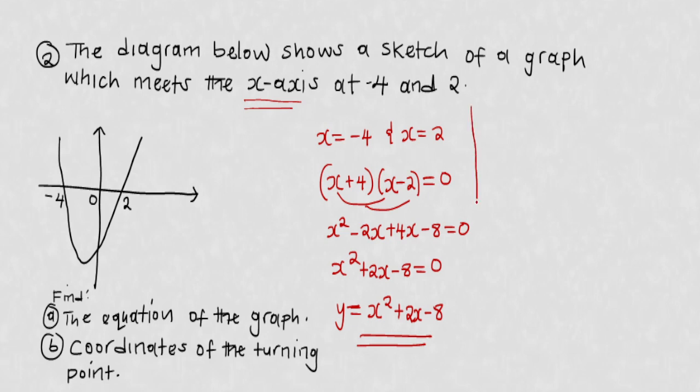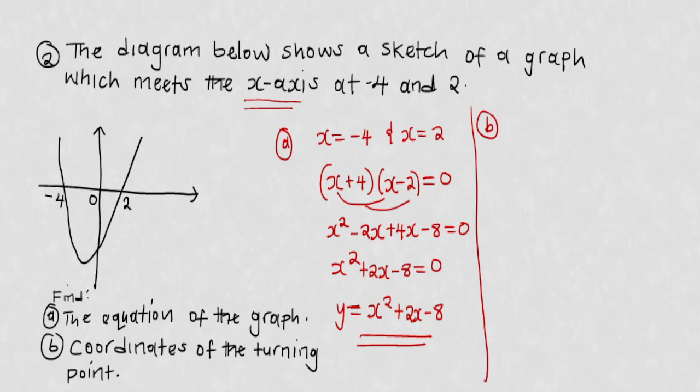So now that the equation of the graph has been found, that was part A. What of the other part, B, the coordinates of the turning point? How can we find the coordinates of the turning point? So there again, we have to understand how best we can go about that. I'm going to show you the shortcut on how we can find the x coordinate.